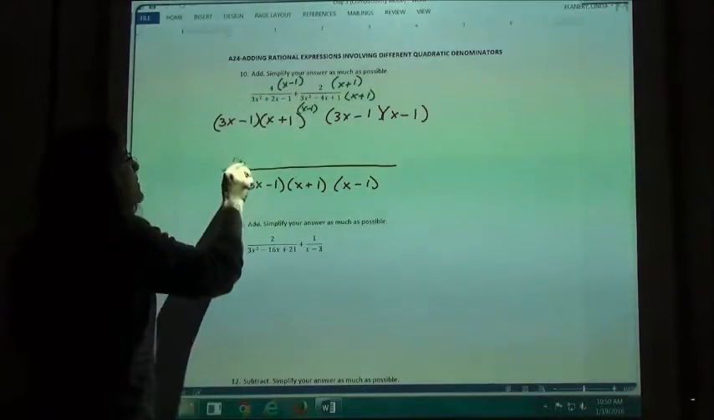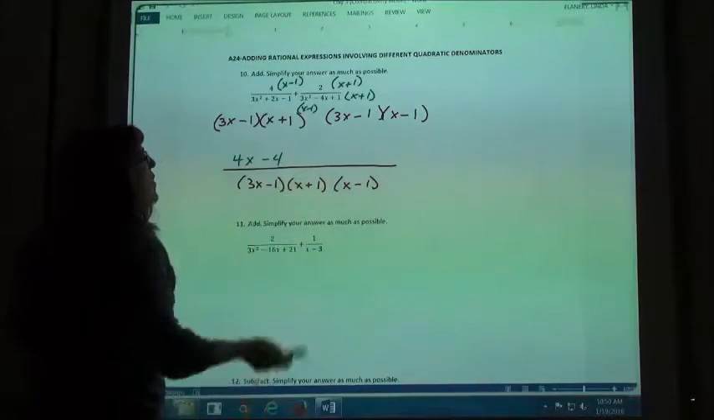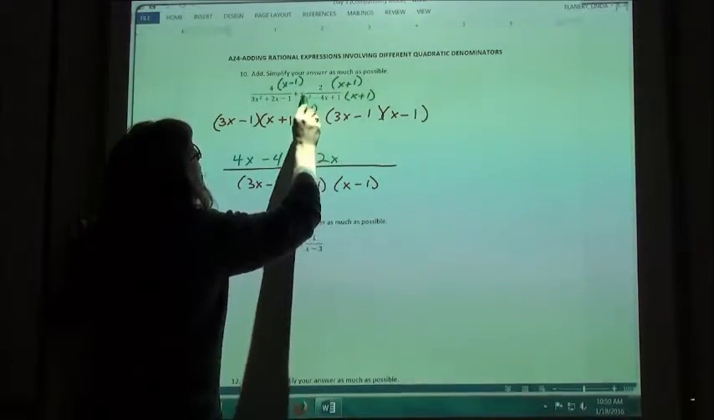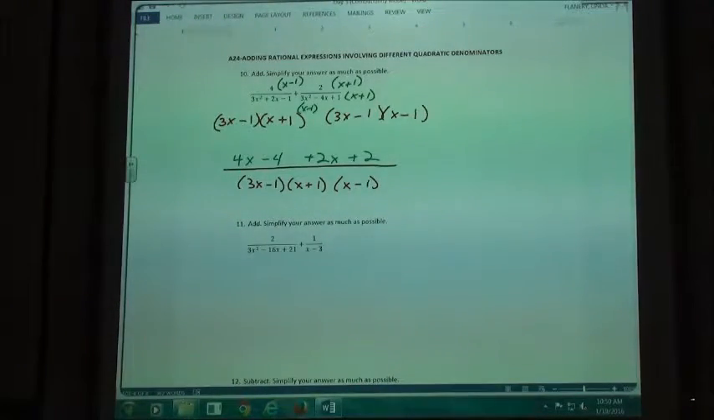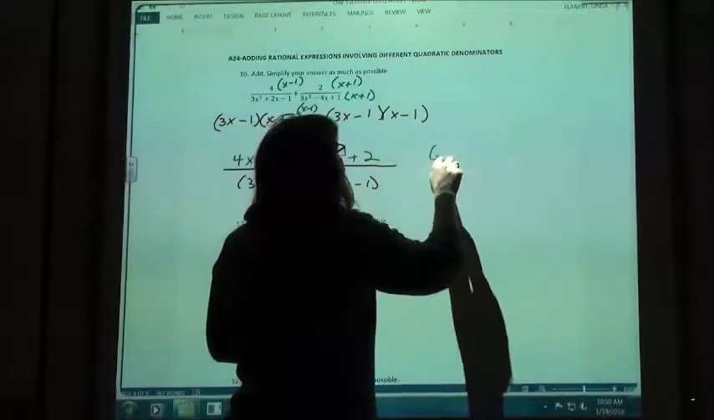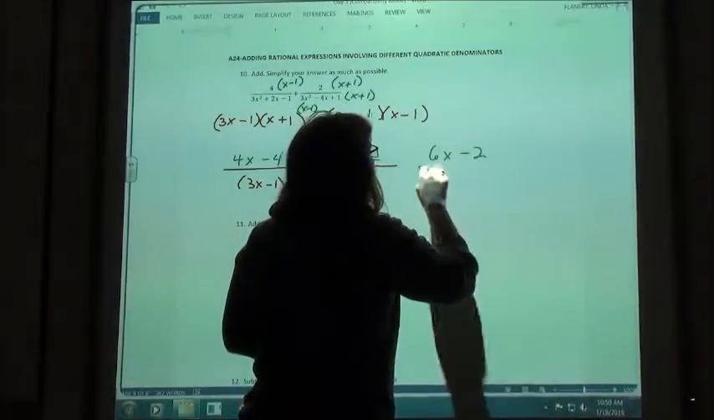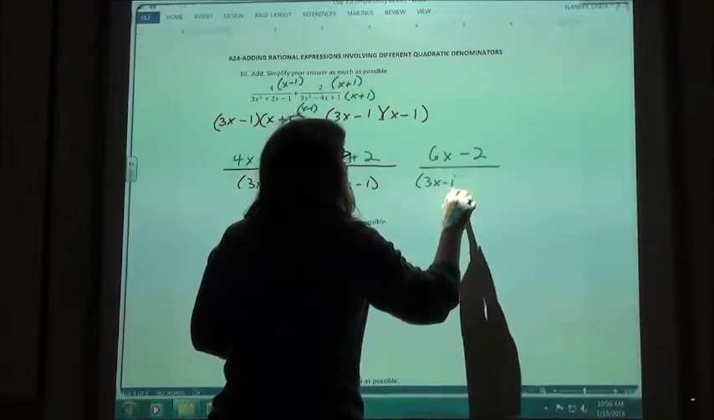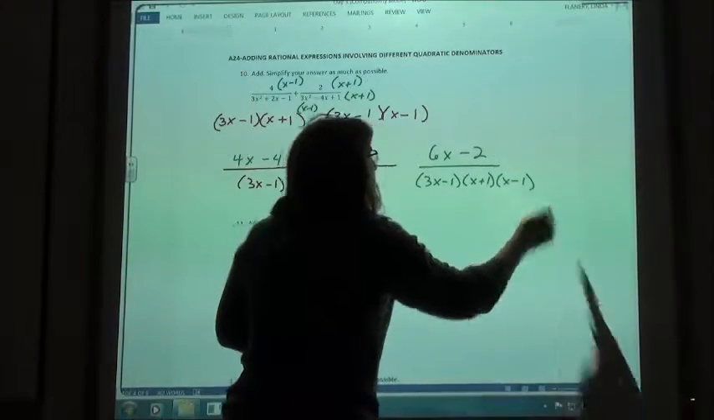So 4 times x is 4x. 4 times a minus 1 is minus 4. Positive 2 times x is a plus 2x. Positive 2 times a positive 1 is a plus 2. I'm then going to just combine my like terms. So 4x plus 2x is 6x. Negative 4 plus 2 is a minus 2. And that's over my whole denominator: 3x minus 1, x plus 1, and x minus 1.